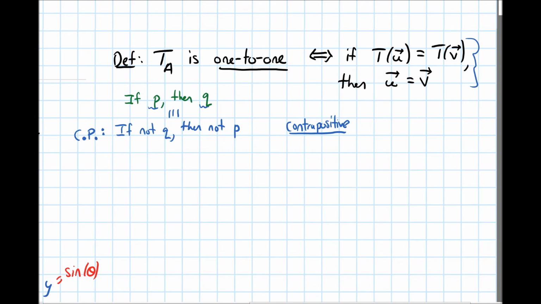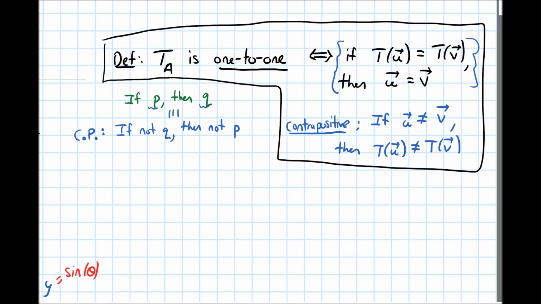Okay, so let's state the contrapositive of this statement right here. So we'd be saying if the conclusion is not true, so that's if U and V are different vectors, then the given is not true. So T of U is not going to be equal to T of V. Okay, so let's box this definition.